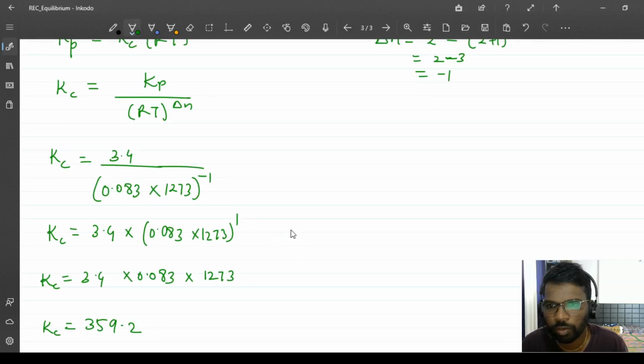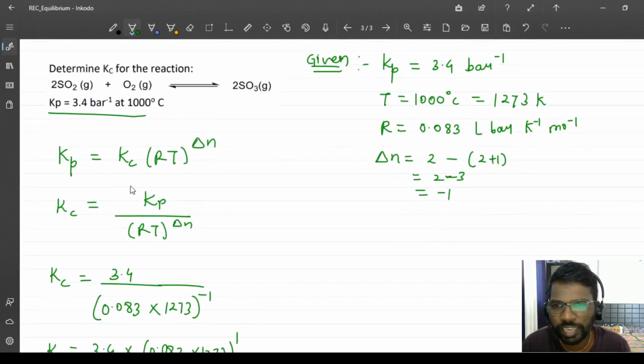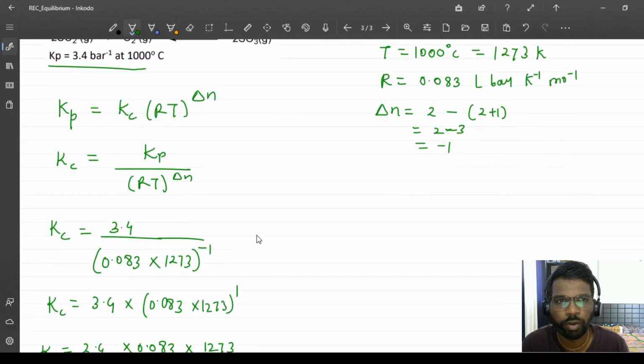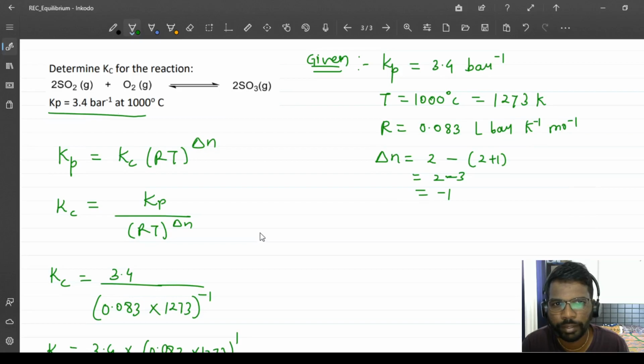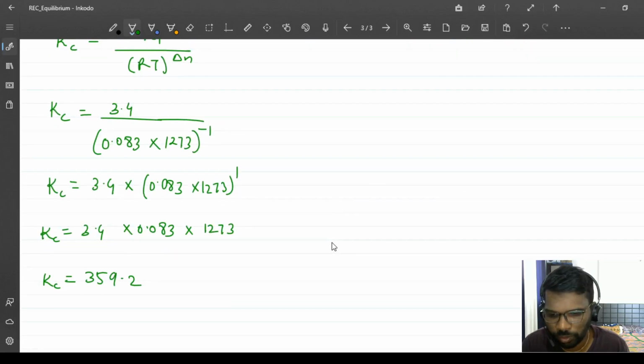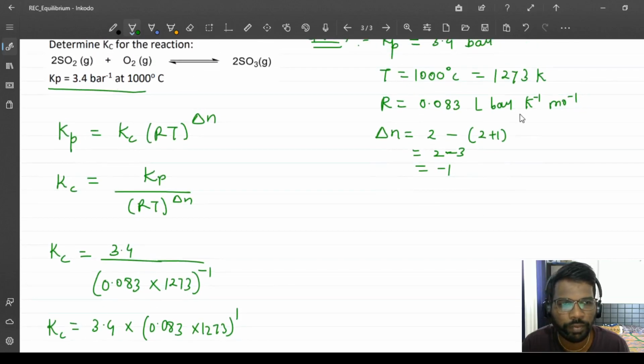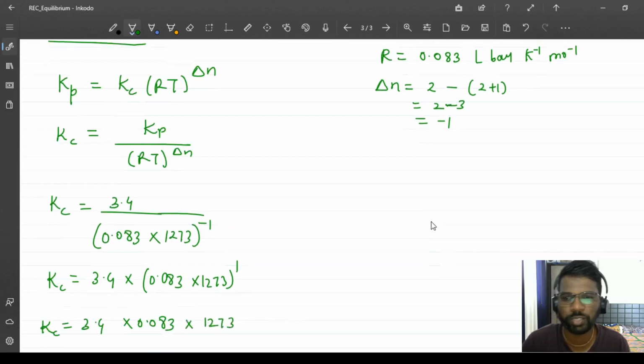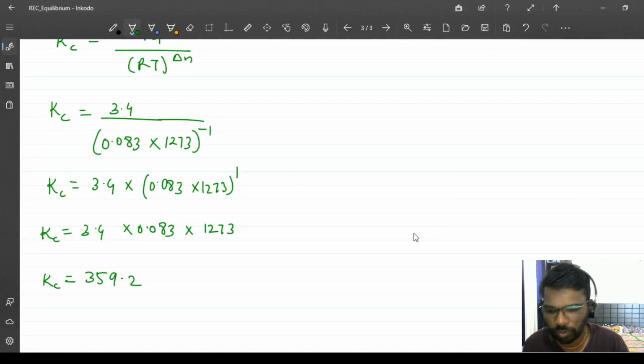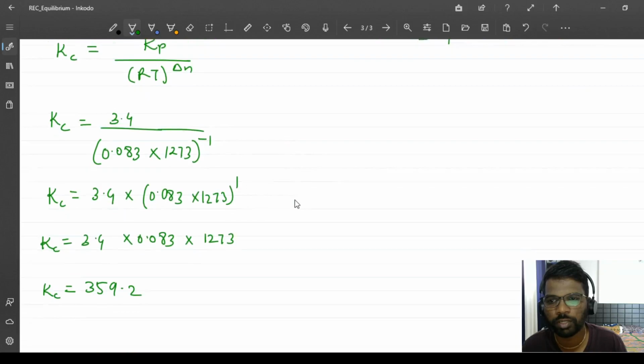Okay, let's talk about the units also. Let's check this problem, if I have done this correctly. So Kp is equal to 3.4 per bar and this is 1273 Kelvin. Then this is 0.083 raised to minus 1. This is fine, right? So Kc I am getting is equal to 3.4 into 0.083 into 1273. So 359.2. Now what will be the units for this?